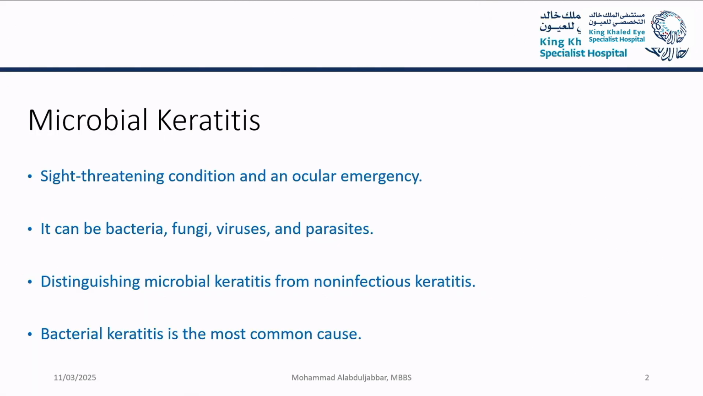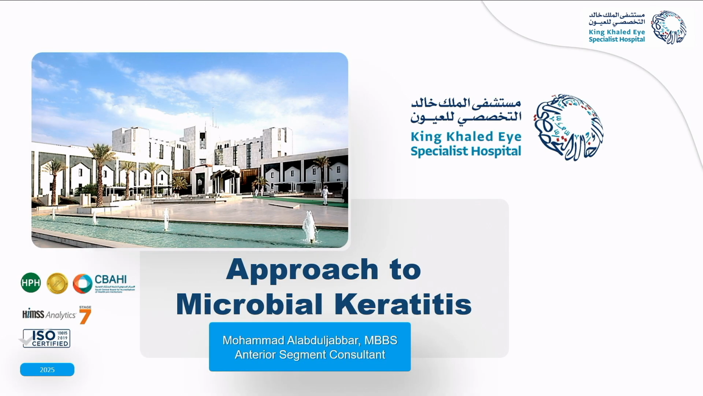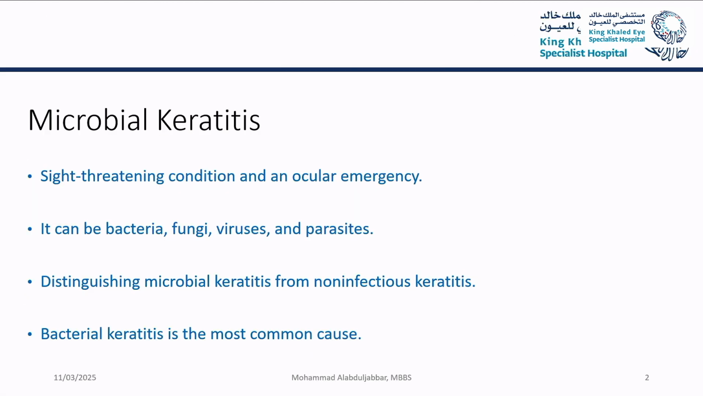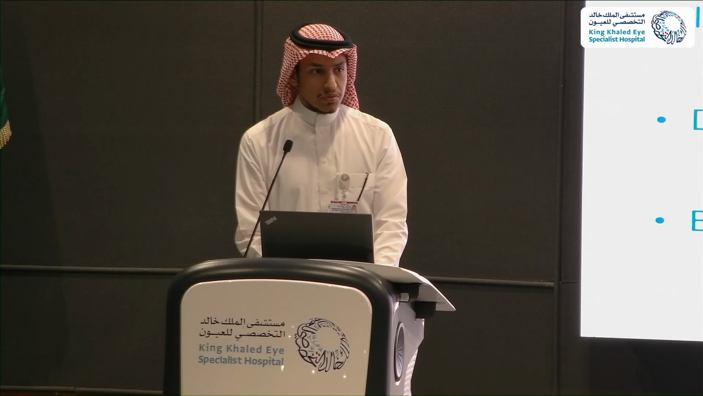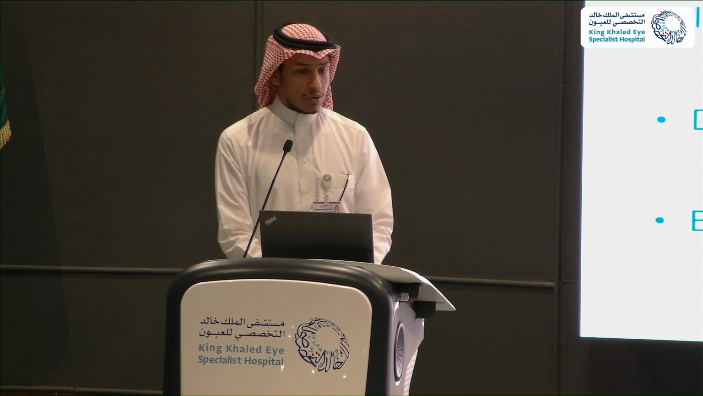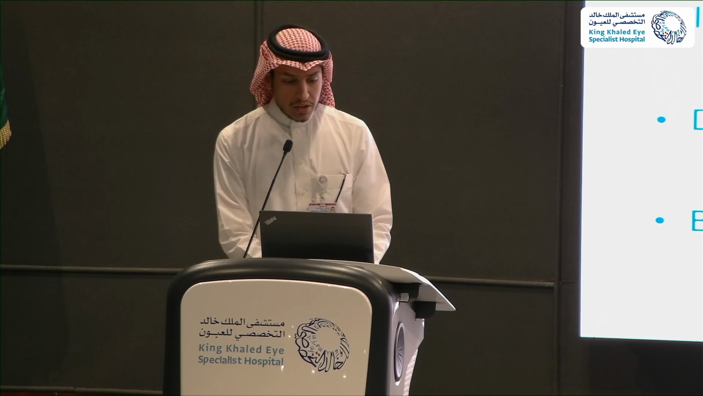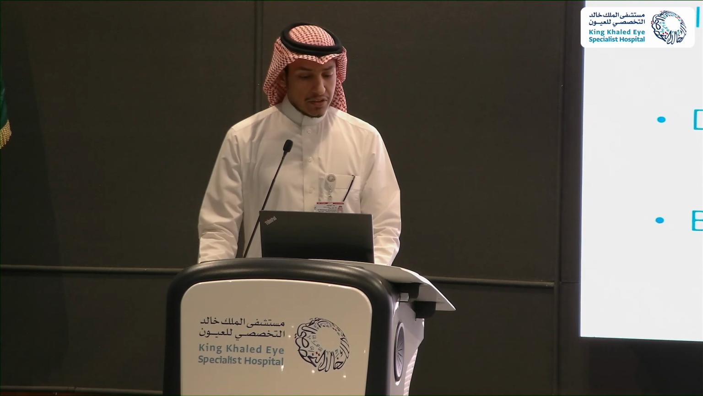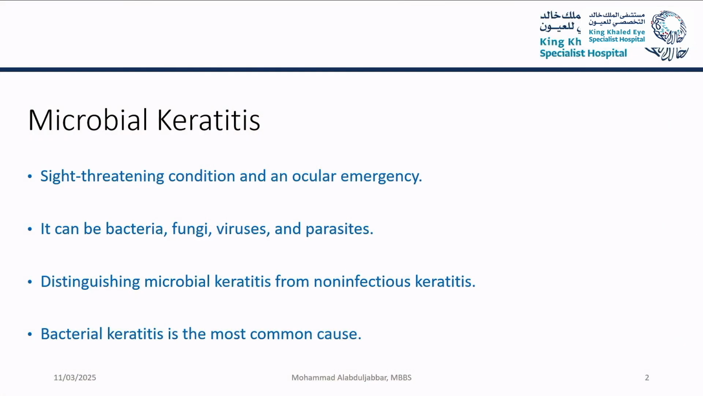So first, what is microbial keratitis? It's formed of two words, microbe and keratitis. Microbe means pathogen. Keratitis is an inflammation affecting the tissue, which is the cornea, and ends up with a destructive process of the tissue. We all know that it is a sight-threatening condition and an ocular emergency. We have many pathogens, could be bacteria, fungi, viruses, or parasites. We should distinguish whether it is bacterial or non-bacterial keratitis.